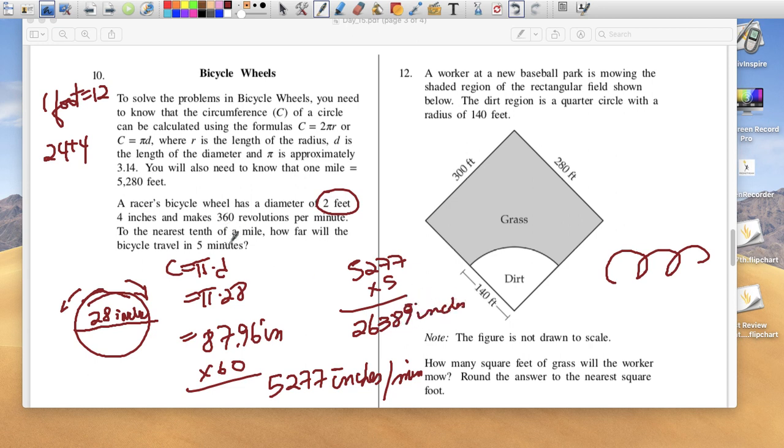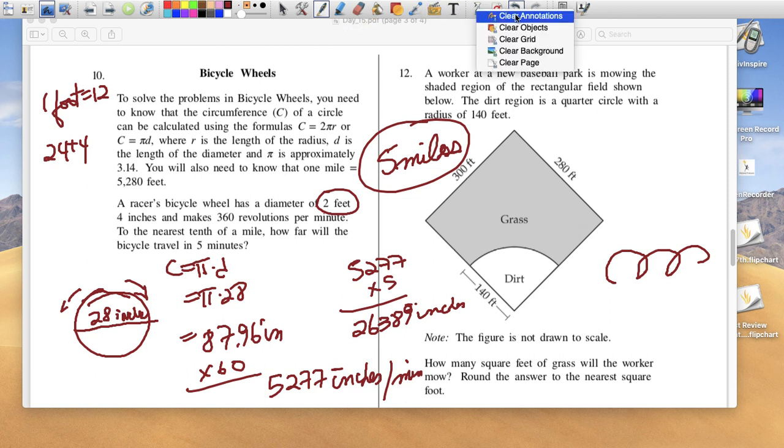But we want it in miles. Remember, 1 mile is 5,280 feet, so we can divide that by 5,280. So we get 4.99, which simplifies to almost 5 miles. It's almost 5 miles. A mile a minute.